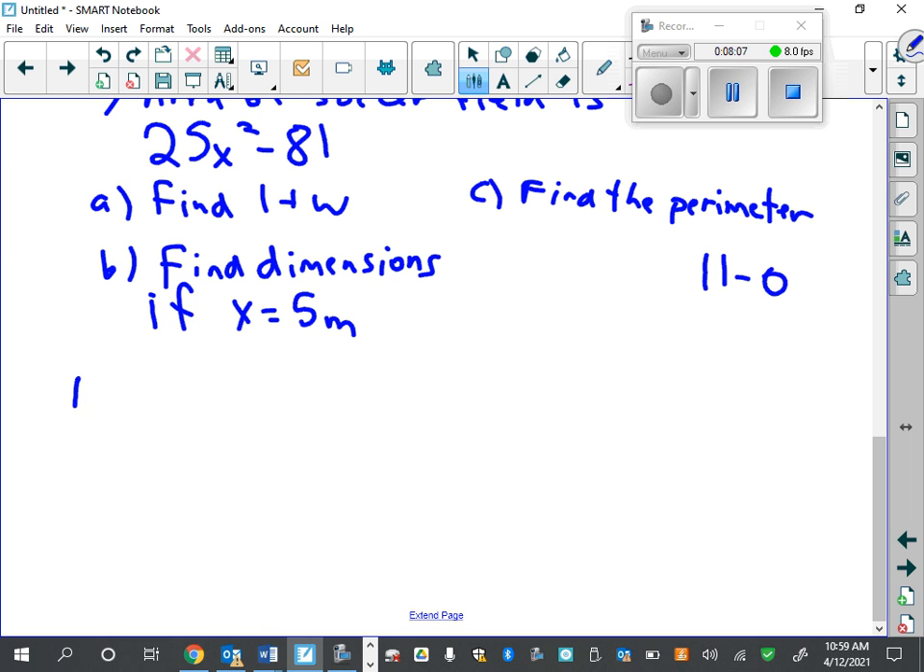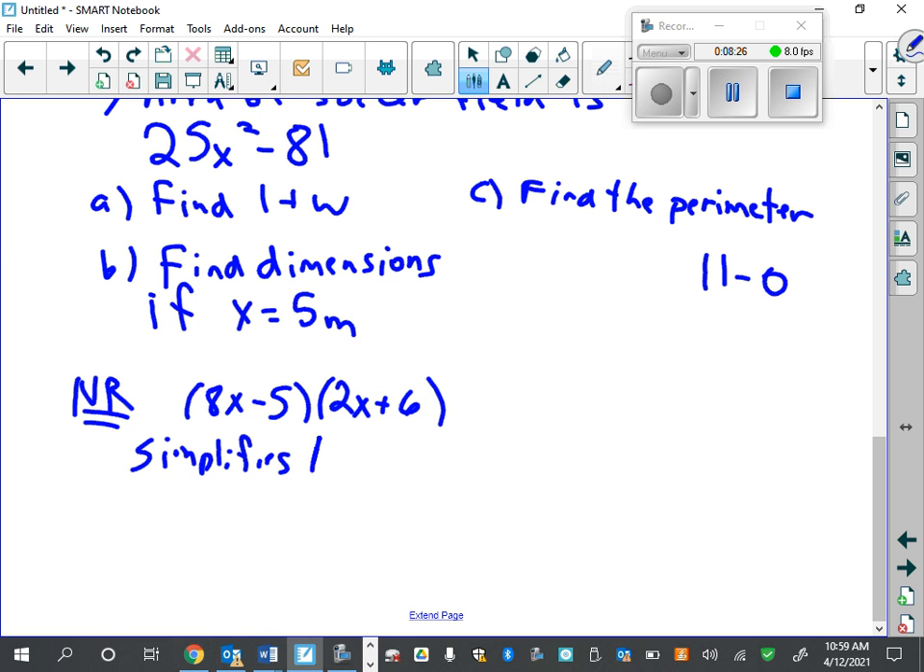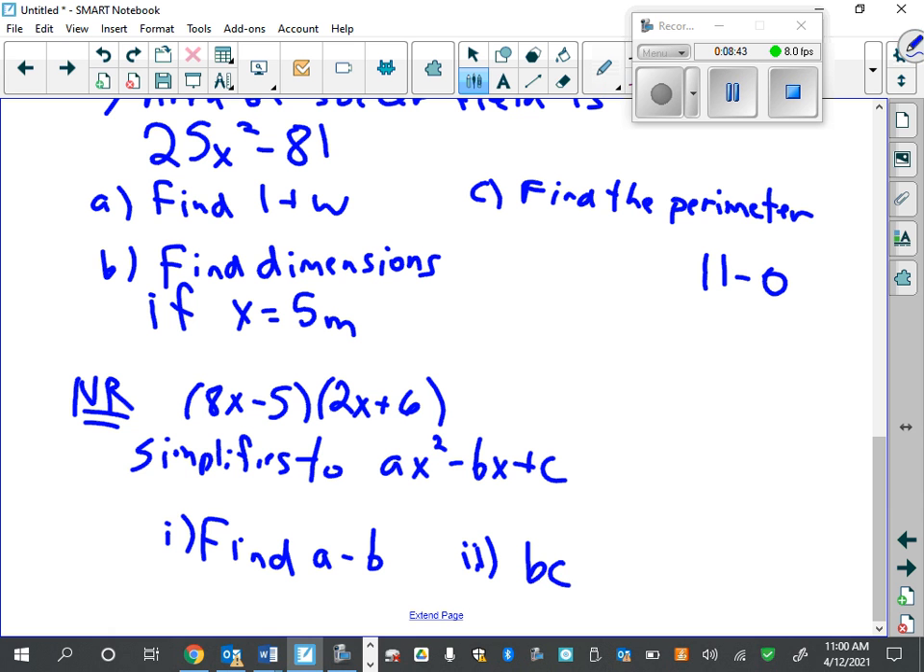And here's a numerical response question. 8x subtract 5 times 2x plus 6 simplifies to ax squared subtract bx plus c. And two things I want you to do here. I want you to find a subtract b, and the second thing I want you to do is find bc.